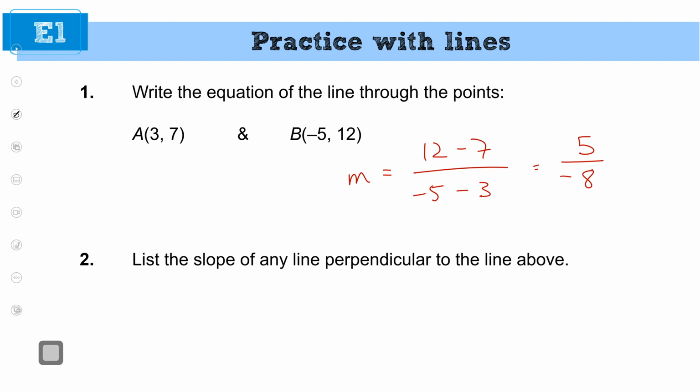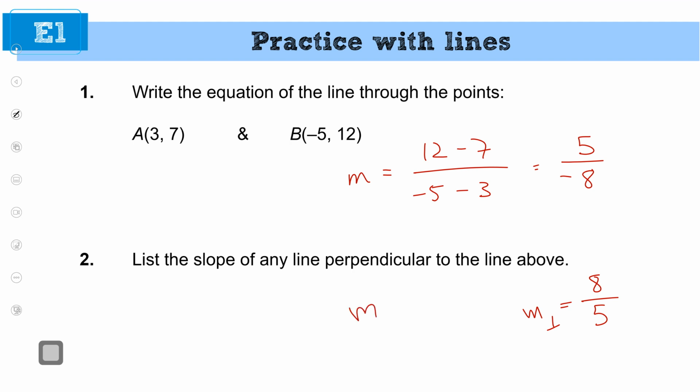Haley, what's the slope of any line perpendicular to that line? 8 over 5. Good. How do you do that? You take the reciprocal and it's like the opposite side. The flopposite, if you will. How about parallel? Negative 5 over 8. Good.